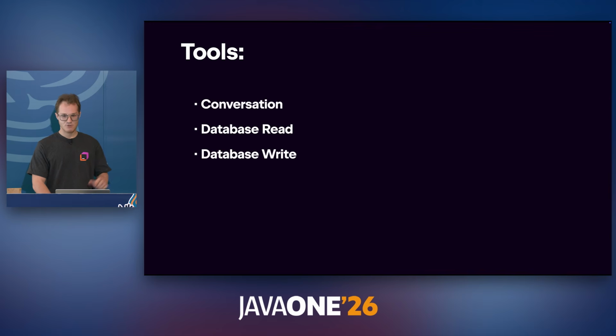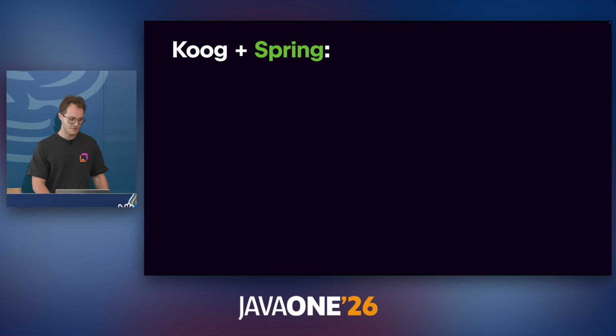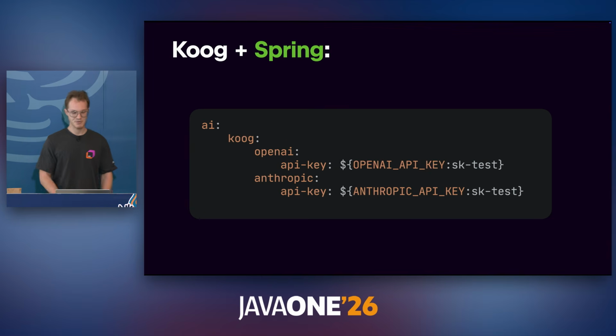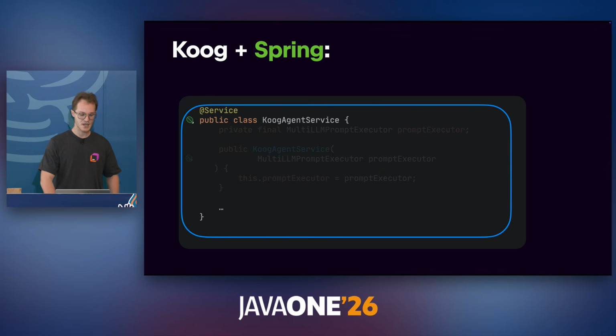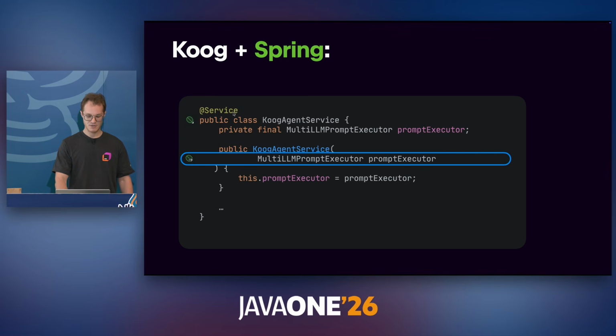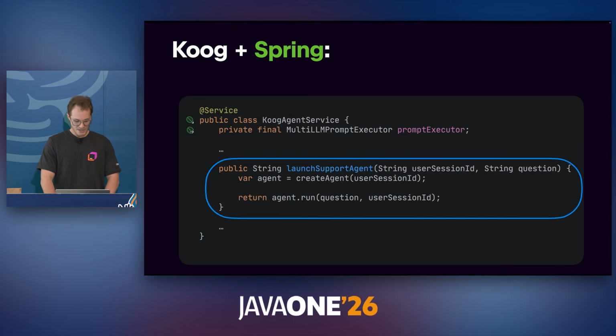So far, our agent is able to talk to the user, read from the database, and write to the database. But as I already said before, agents don't just work in isolation. You have to integrate into some backend. For example, if you're using Spring, Koog comes with out-of-the-box Spring Boot integration. What you have to do is open your Spring YAML config. You can configure the agents to work with a specific set of models. You provide the keys, and then you can define your agent service, which will have access to the multi-LLM prompt executor from Koog, injected or auto-wired from the config. As simple as that. Then you can define a function that will launch the support agent for a specific user session with a specific user problem. We just create an agent as we did before, and then you run it.